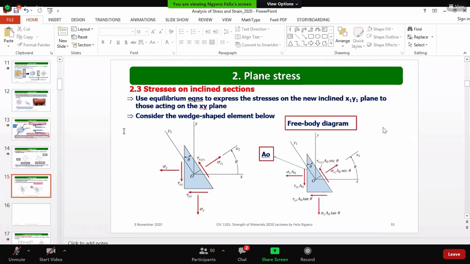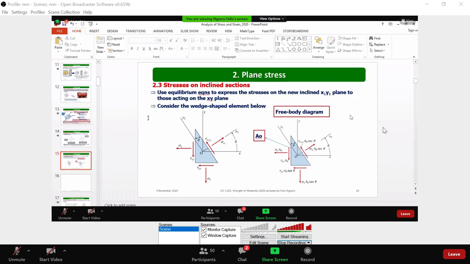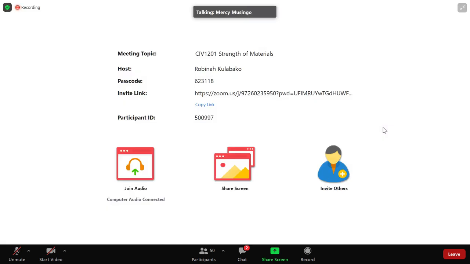Let me first stop screen share. Mr. Felix, yes, please. I was requesting, could you share the PowerPoint presentation, because we don't have it? I will send it to you, but I need to add some content before I send it, the equations we are talking about. I'll have to first complete it. Okay, thank you.